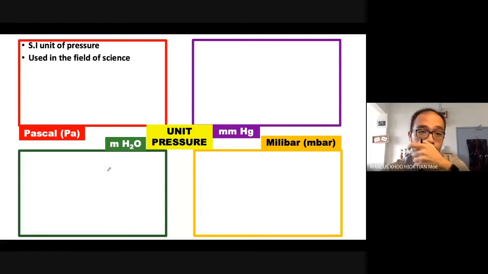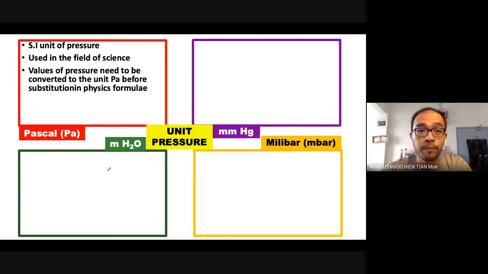So let's take a look at the four units now. Pascal is the SI unit for pressure, and usually in science we use Pascal because that's the SI unit. Values of pressure need to be converted to the unit Pascal before substitution in a physics formula. This is a very important thing. Whatever unit you use, you need to convert it into Pascal before you can use it in your calculation.